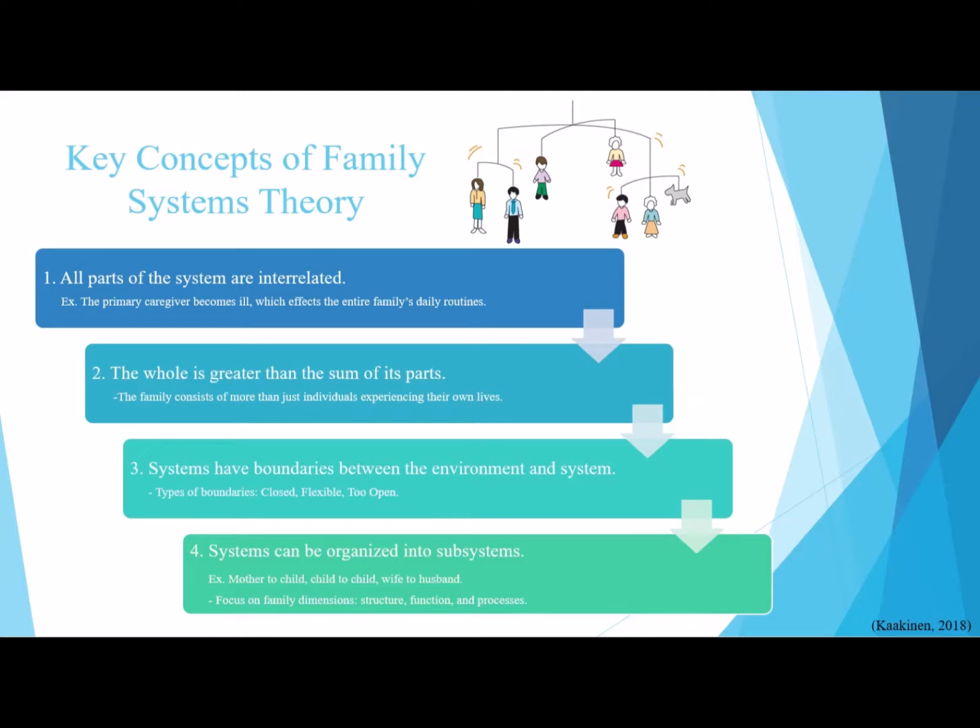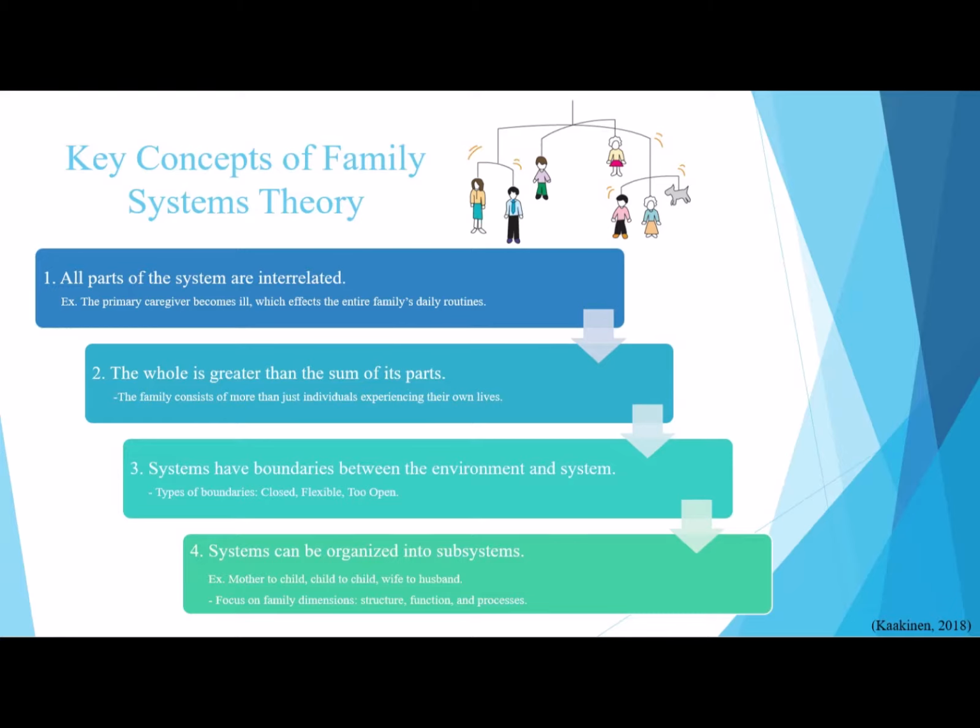An example of a closed boundary is a family refusing help from others. Flexible boundaries can be controlled to selectively open or close depending on the situation. A family that has too open boundaries lets anyone know their family situation, and it allows them to be non-selective of the quality or quantity of resources they invite.